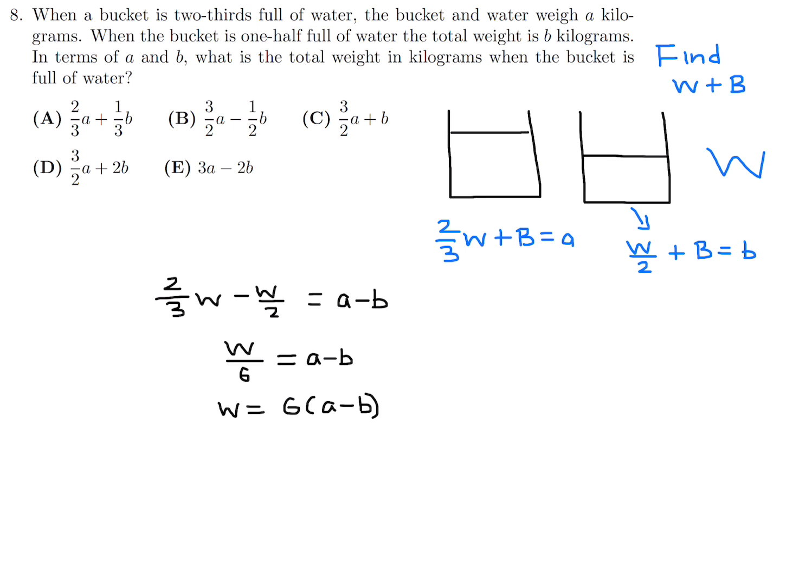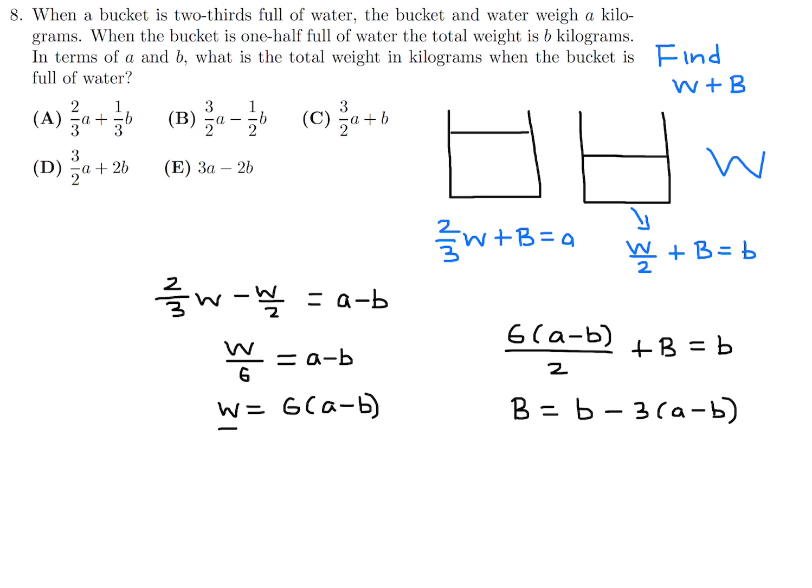And then at this point, we can just substitute this into either one of these, and that should be sufficient, I think. So I'll substitute it into this guy. So that means I've got W over 2, but W is 6 times A minus B, all over 2, plus B is equal to B. So that means the big B is B minus 3A minus small b, like that.